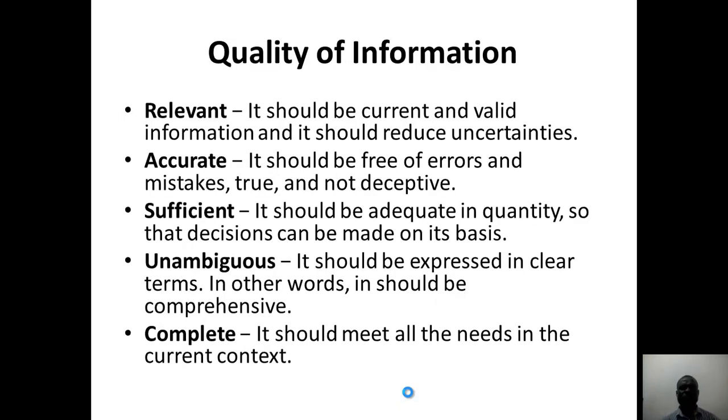All right, so we have relevant. Relevant, it should be current and valid information, and it should reduce uncertainties. So as soon as you get the information, it clears some of your doubt. Accurate, should be free from errors. And it should be sufficient. That's where we're talking about completeness. And then unambiguous, it should be clear in terms of words and the way it's presented. And I said it should be complete.